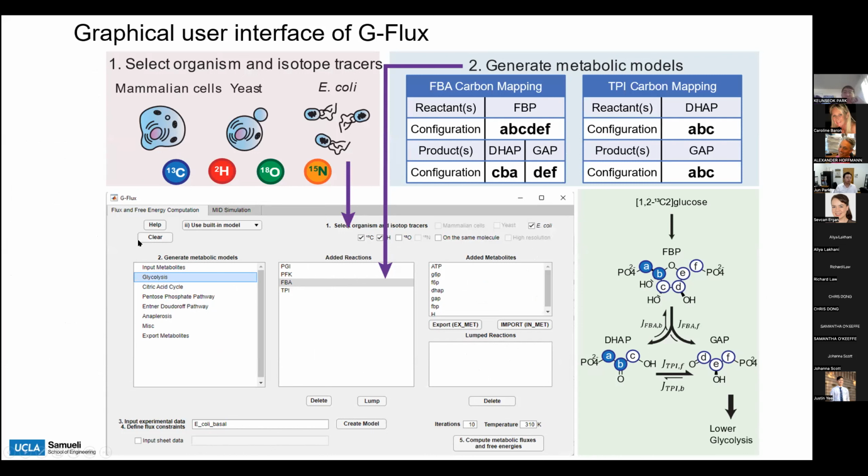So as we had gone through the steps I explained in the previous slide, I prepared steps for using our software. So if, for example, you used E. coli experiments and then 13C and deuterium, you can check the checkboxes correspondingly. And if you want to generate a glycolysis metabolic model, you can click glycolysis pathway here and click FBA reaction correspondingly. Then you can see the added reactions based on your selection.